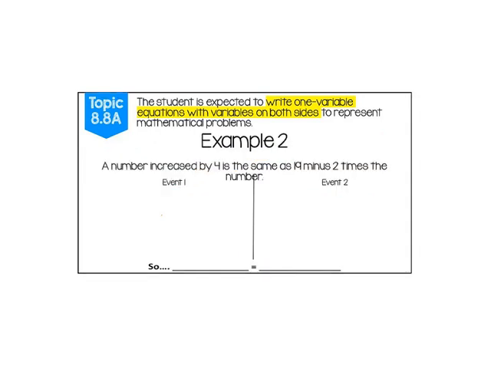A number increased by 4 is the same as 19 minus 2 times the number. So again, I want to separate them first into their two events. So I'm going to find this is the same as, because I know that means they're equal. So our first part, a number increased by 4. So a number, again, that's our variable. Increased means addition by 4.